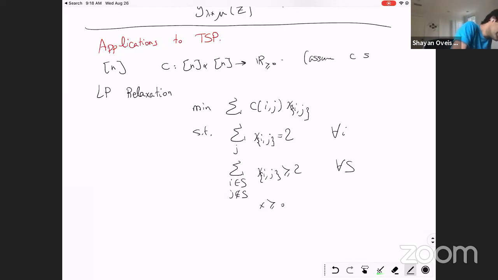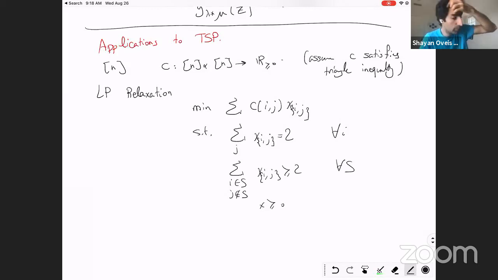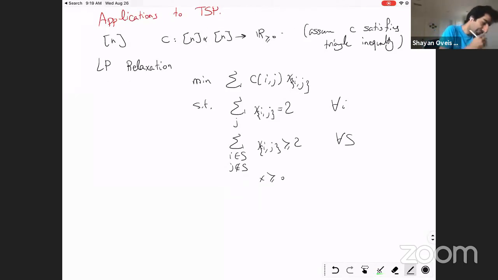C satisfies the triangle inequality, then you can basically turn any tour that visits every city at least once into a tour that visits every city exactly once by following a Eulerian shortcutting technique. But I'm not going to get into those details. So let me tell you an algorithm based on this max entropy convex program.